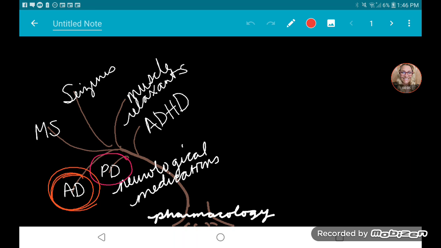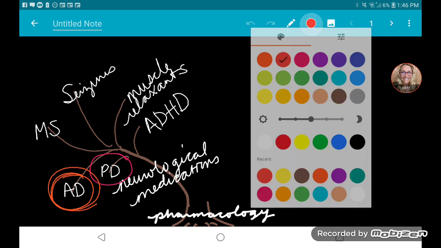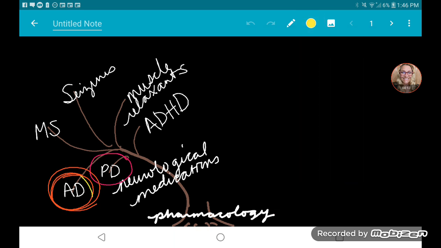This is Module 2 of Pharmacology, Part C. At this point, we're going to explore the medications used with Alzheimer's disease.